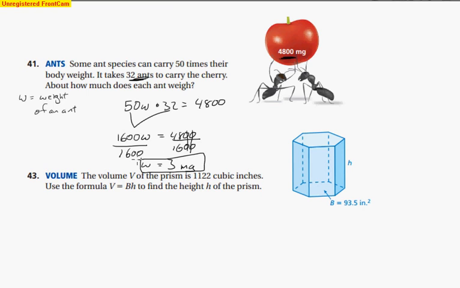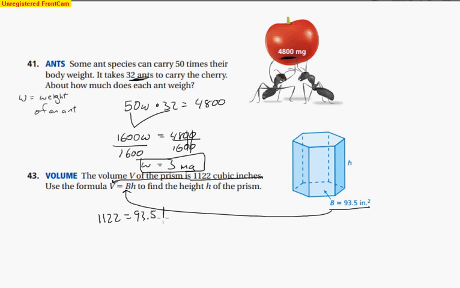Milligrams because that was the weight that we were dealing with in the cherry in this case. So it says the volume of a prism is 1,122 cubic inches. We're supposed to use this formula here to find the height of the prism. So here it gives us the base right here. So this is the area of the base. We're going to substitute that in for B right here, and we know that the volume is 1,122, and so we're going to substitute that in for V. So we've got 1,122 equals 93 and 5/10 times the height.